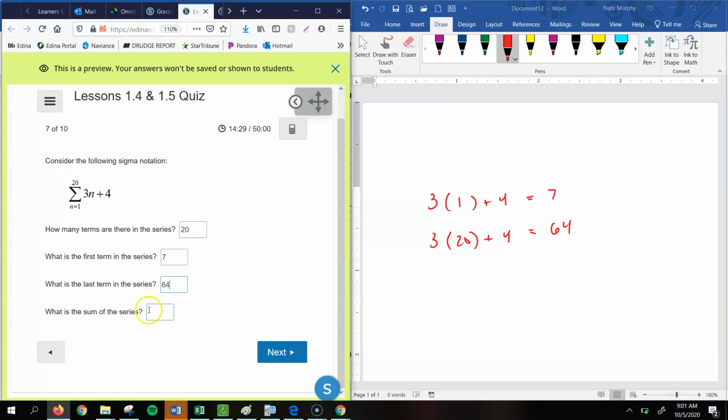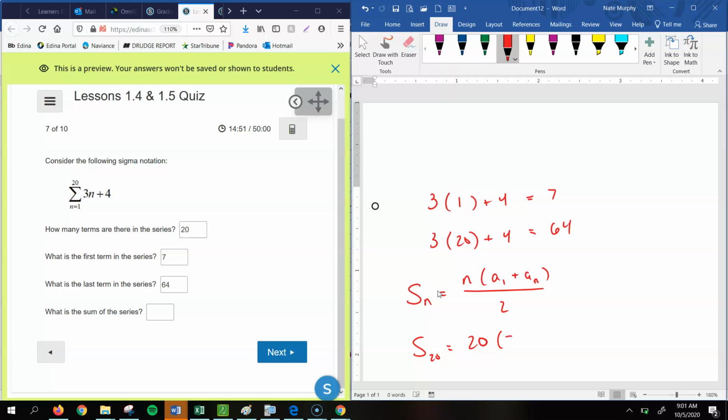So what is the sum of the series? For the sum of the series, remember we use this formula, where we would have the number of terms times your first term plus your last term, all divided by 2. So for this situation, we know that there's 20 terms in the series, so technically you'd have 20 under there, not a big deal though. But we'd have 20 times our first term, which we found to be 7, plus our last term, which we found to be 64, and all that divided by 2.